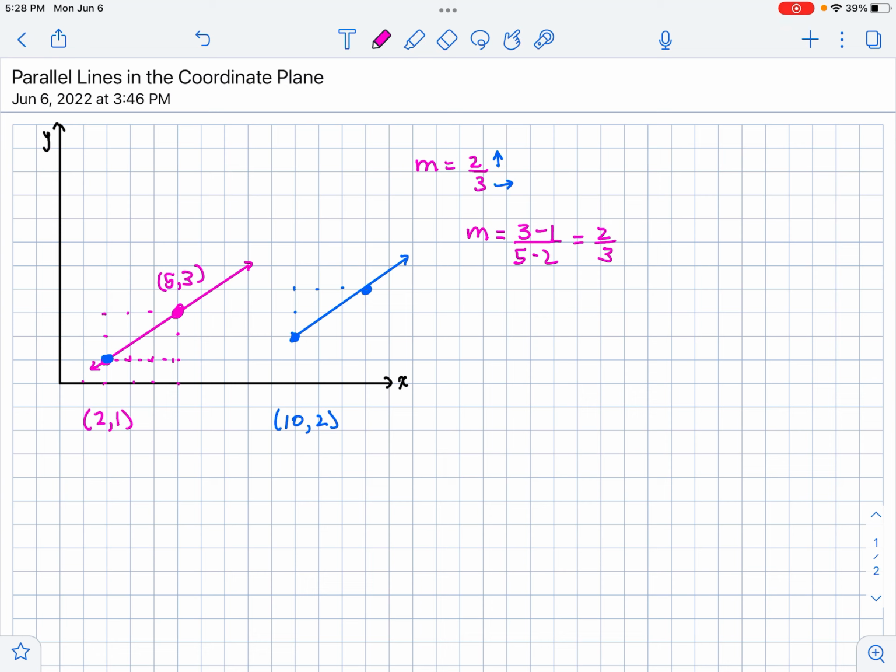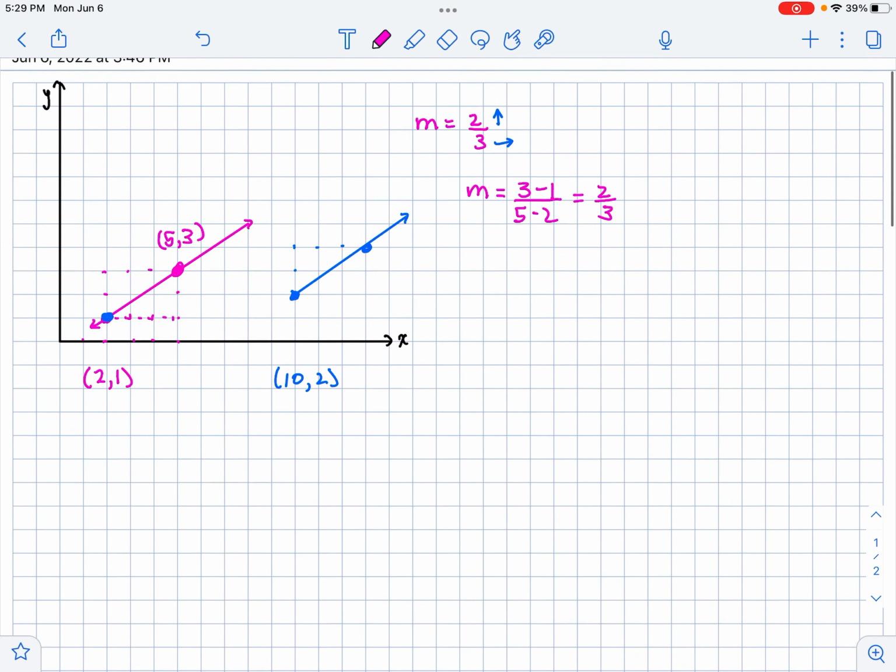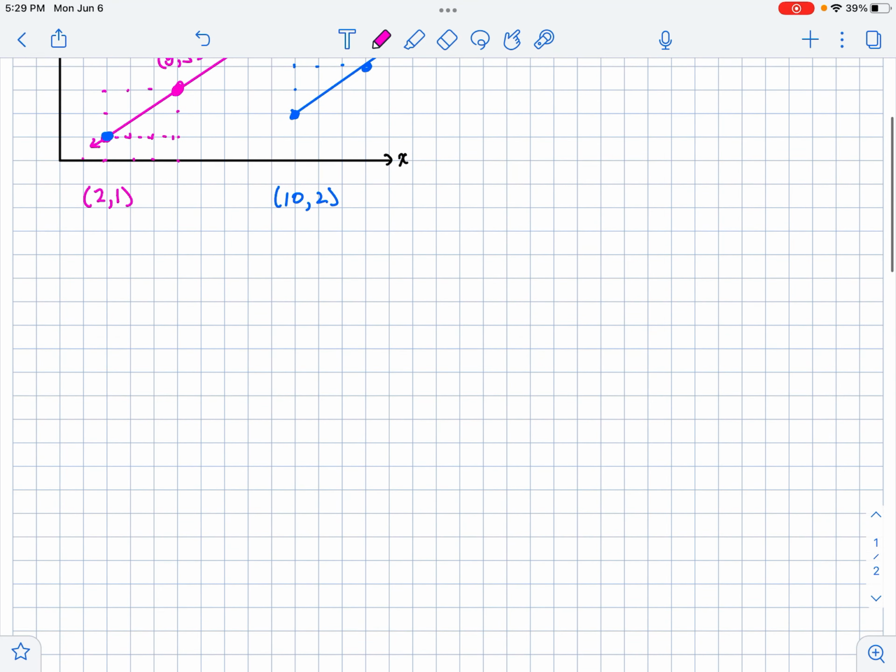So we have a formula. Now, it would be the same way for the blue. We could show that the slope is 2/3 as well. So both of these lines have the same slope, and we say, okay, they're parallel. Whenever that happens, they're parallel. So that's an important concept to remember.